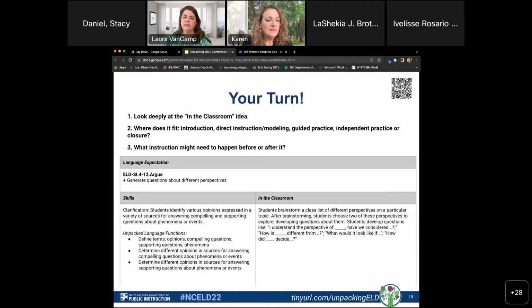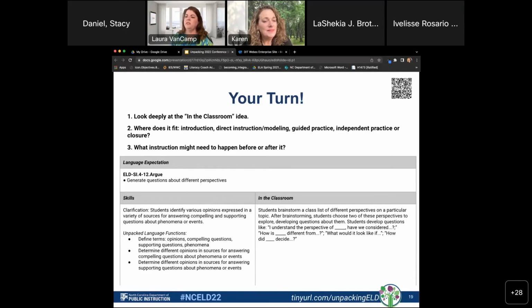So that little piece is not there, but that's okay. We still get the understanding that we're teaching kids how to argue in the classroom. And the bullet underneath there is generate questions about different perspectives. Wow, we could go a lot of places with that. The clarification is students identify various opinions expressed in a variety of sources for answering compelling and supporting questions about phenomena or events. Sounds just like the other standard we read a few minutes ago.